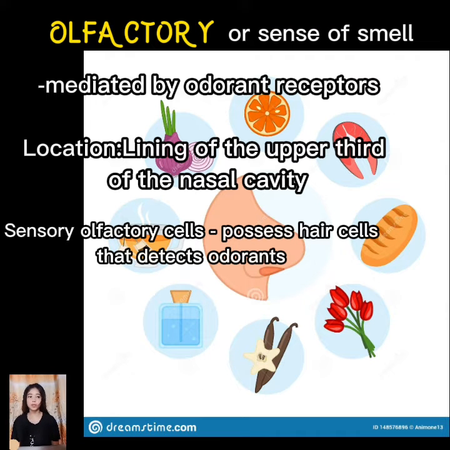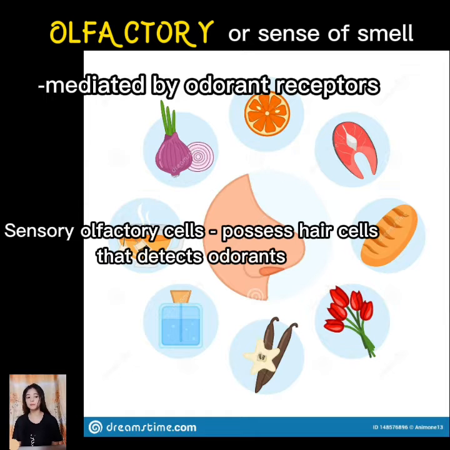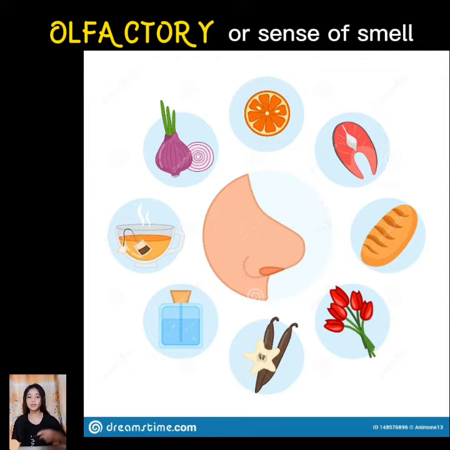Olfactory, or sense of smell, is a word that often appears in scientific context. The nerves that pass from the nose to the brain and contain the receptors that make smelling possible, but it has occasionally branched out into less specialized contexts. Location: in the lining of the upper third of the nasal cavity, and the sensory olfactory cells possess hair cells that detect the odorant molecules, with specialized receptors in the plasma membrane covering the cilia.